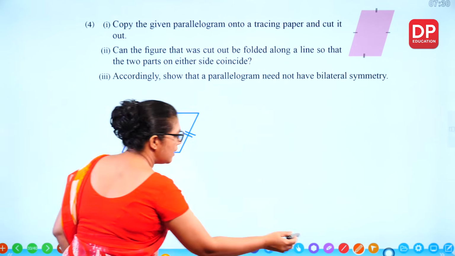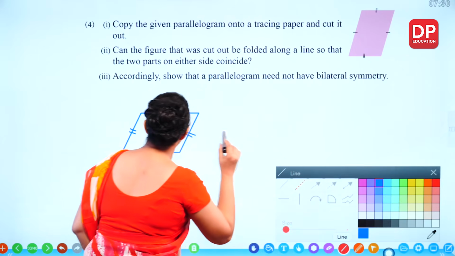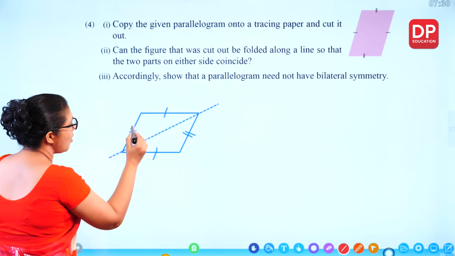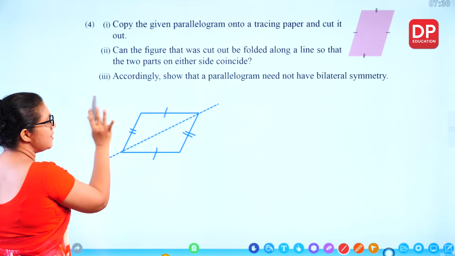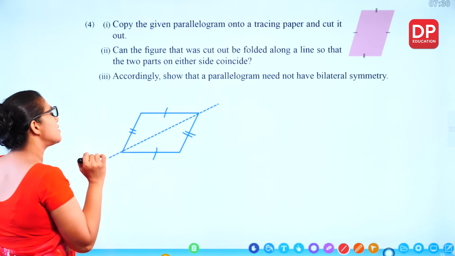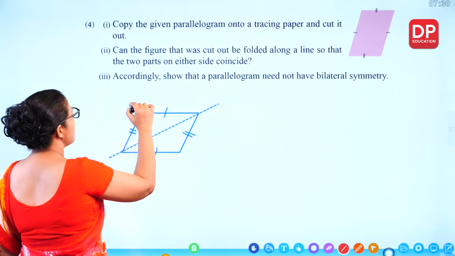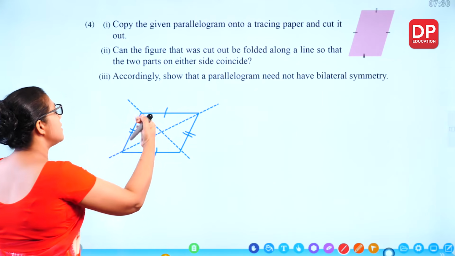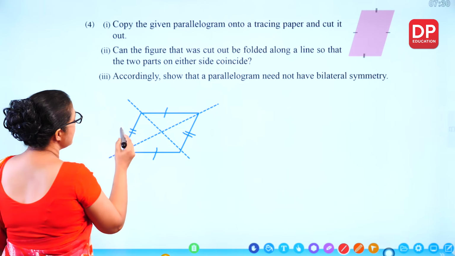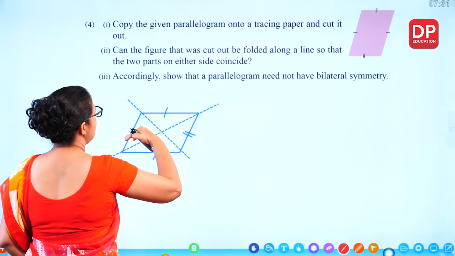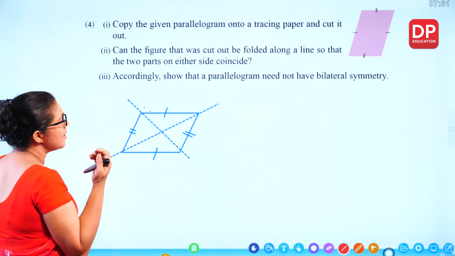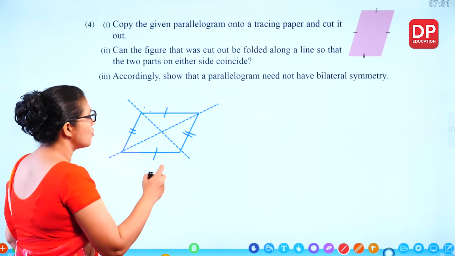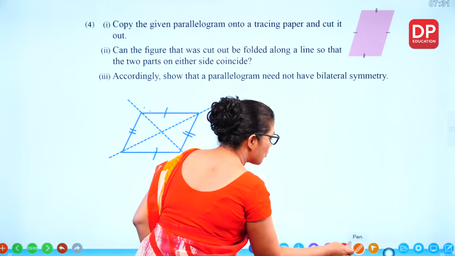So when you fold along this line, what happens? As this length is not equal to this length, it doesn't overlap with this one. So it's not symmetric. Now if you take this side, what happens? This length is not equal to this length, so it doesn't overlap. And if we take here, this side also doesn't overlap. So in a parallelogram, we don't get symmetrical lines. That means it doesn't have bilateral symmetry.